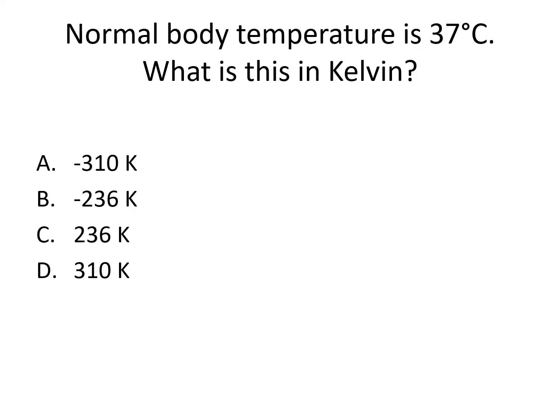Normal body temperature is 37 degrees Celsius. What is this in Kelvin? Is it A, negative 310 Kelvin, B, negative 236 Kelvin, C, 236 Kelvin, or D, 310 Kelvin?